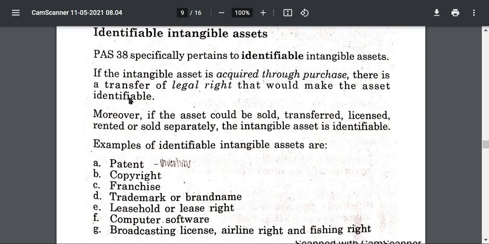Now, since we are talking about identifiability, which is an essential characteristic of an intangible asset, let's discuss the intangible assets that are identifiable. If the intangible asset is acquired through purchase, meaning through separate acquisition, there is a transfer of legal right, that would make the asset identifiable. Kasi kapag bumili ka, that is a contract, right? A sale is a contract. So a contract emanates from legal right. So if the asset could be sold, transferred, licensed, rented, or sold separately, then the intangible asset is identifiable.